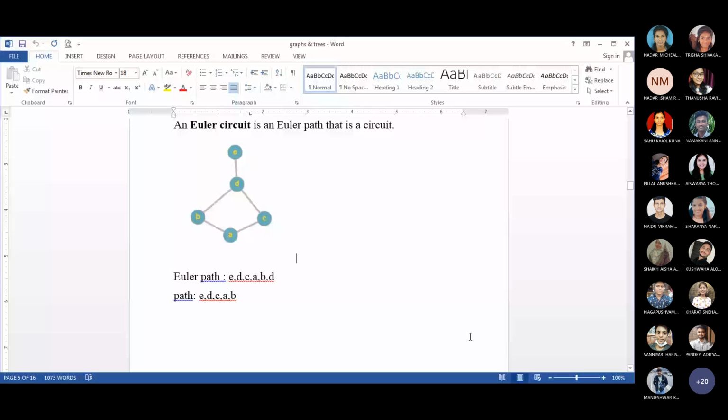This graph has a vertex of odd degree, so you can try, but in this graph you will never find an Euler circuit. I'll give you 2 minutes to try different possibilities. The graph you are seeing on the screen now has 2 vertices of odd degree. The result says if even one vertex is of odd degree, an Euler circuit is not possible. You can try. An Euler path is possible here, but an Euler circuit will not exist, because you have a vertex of odd degree.